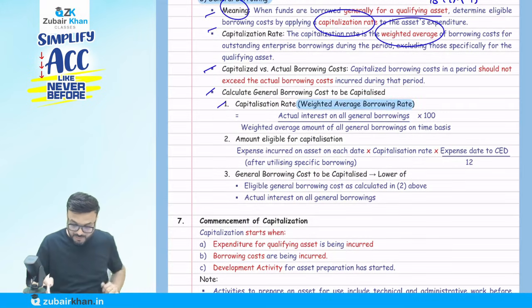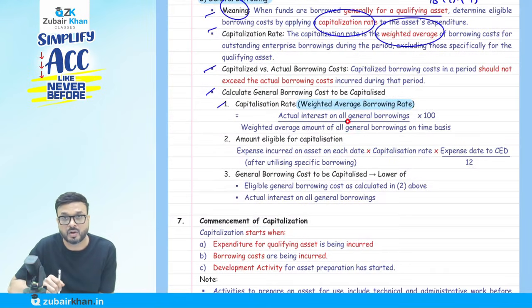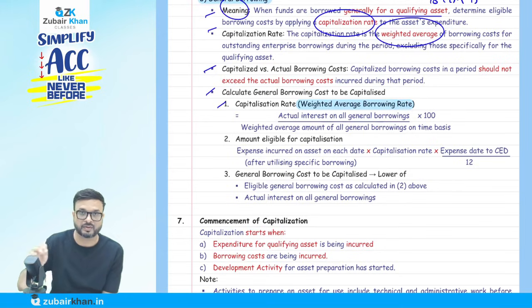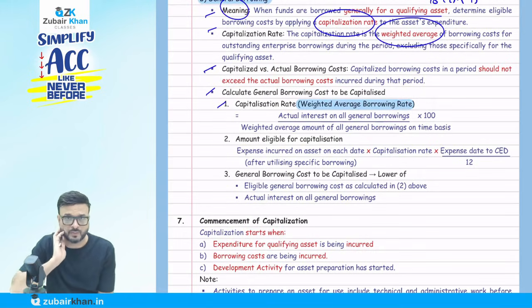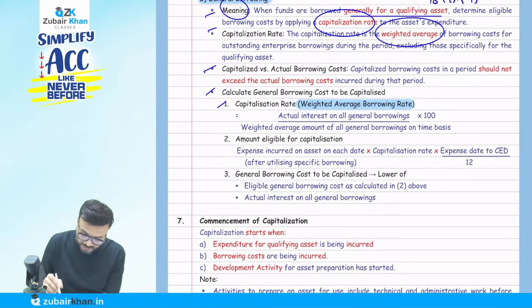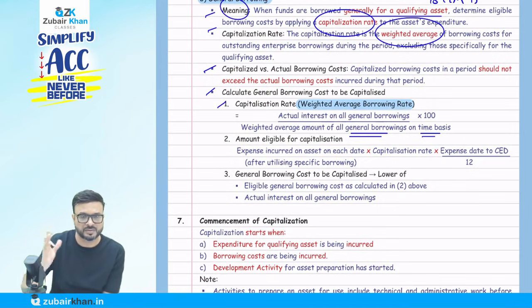Step number one: actual interest on all general borrowing. We will solve one question on it. Actual interest on all the general borrowing divided by the weighted average amount of all general borrowing, multiplied by 100. On a time basis, if you took it in the middle of the year, obviously we will take it for 6 months. Let's take a question and solve it step by step.